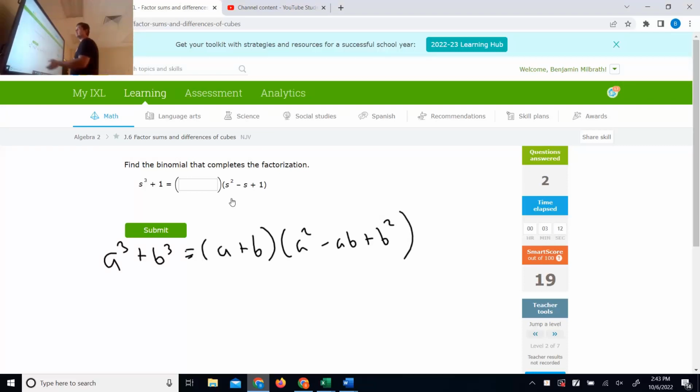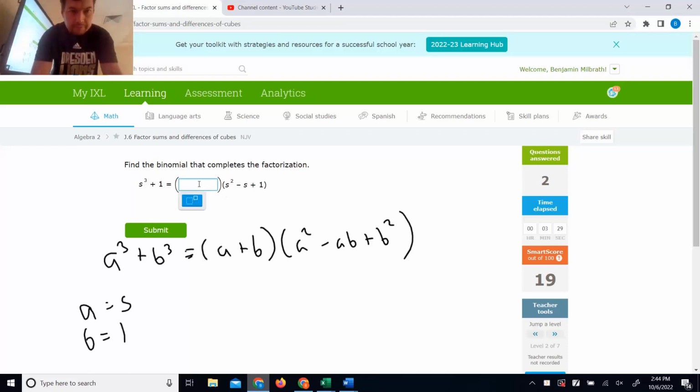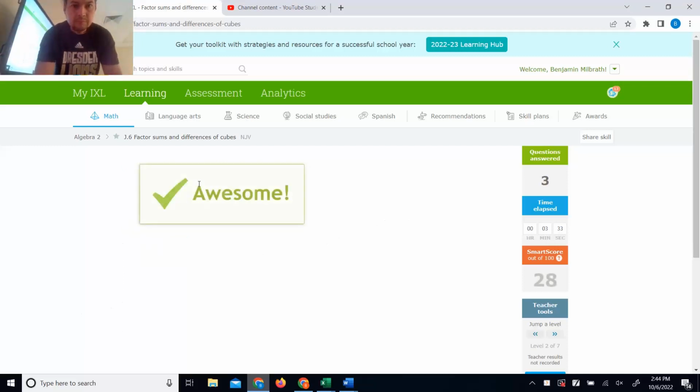That's easy. To create an s cubed, you take an s and you cube it. So a is simply s. To create a 1, you take a 1 and you cube it. B is 1 because 1 cubed is 1. So this is just going to be s plus 1, and I'll be done with it. Awesome.